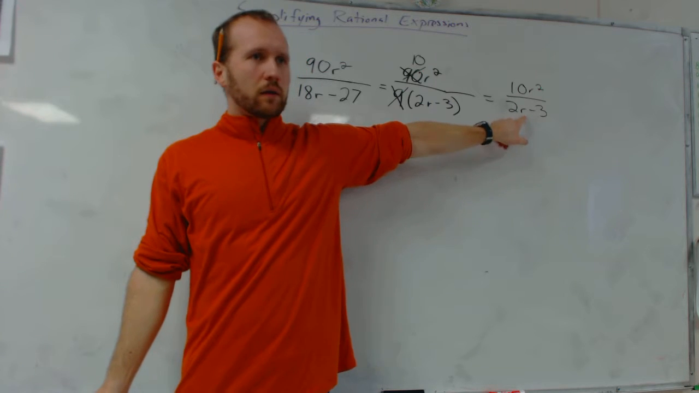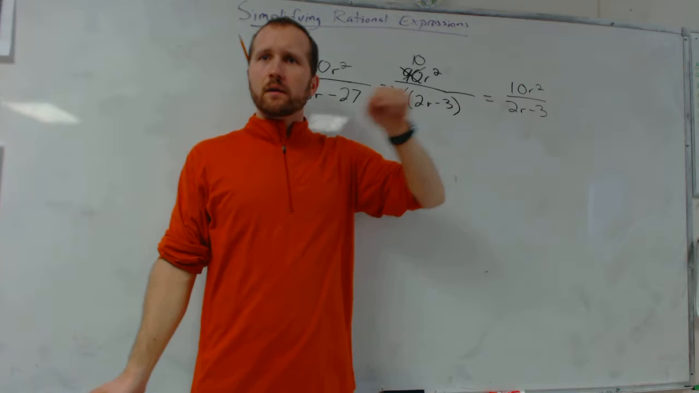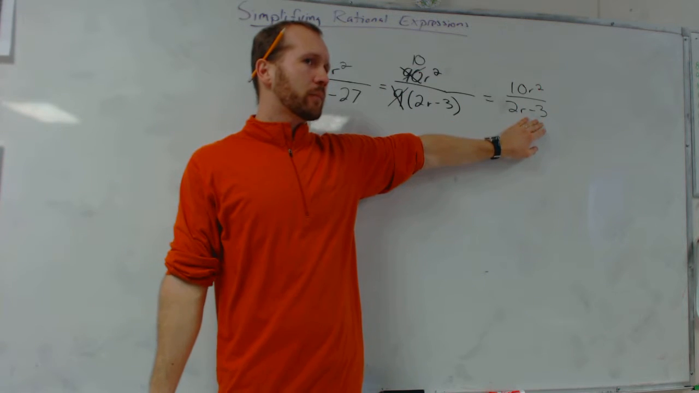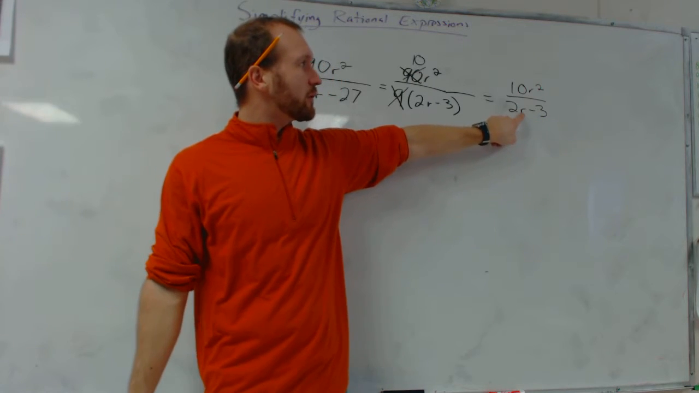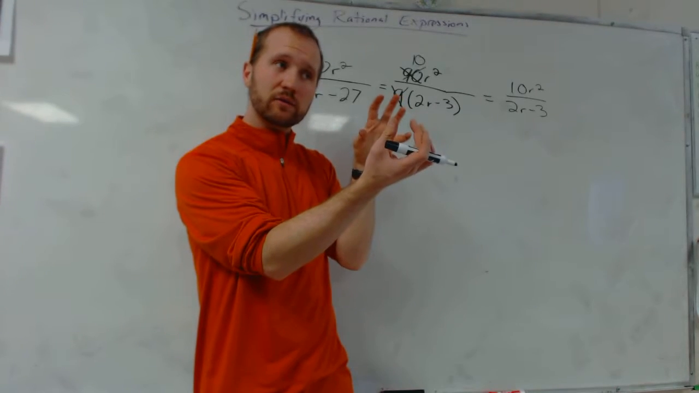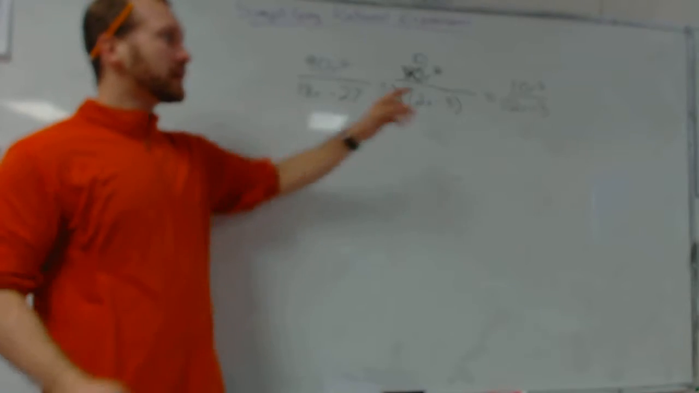Never mind. Is r a factor of the bottom? No, because it's multiplied by the 2. No, because it's subtracted by 3, right? It's this 2r minus 3 that I'm looking at here. I can't cancel something from just the 2r. I'd have to cancel the whole 2r minus 3. Okay, so is that the answer? So that's as far as you can go.